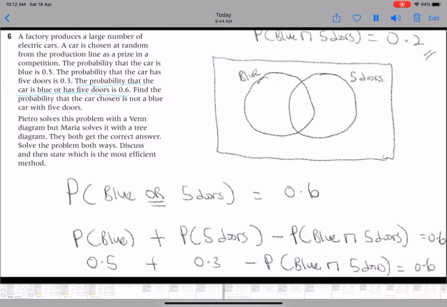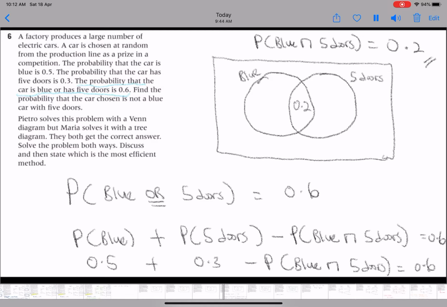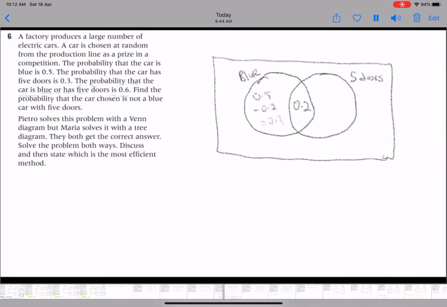The answer is just 0.2. And where is the intersection? It is this region. Now that I know this intersection is 0.2, I can find the blue only region, which is just 0.5 minus 0.2. And I can find the region with 5 doors only, 0.3 minus 0.2. And the outside region, you should know that probabilities add up to 1. So the outside region is 1 minus 0.3 minus 0.2 minus 0.1, and you should get 0.4. Okay, that is how you fill up the Venn diagram.